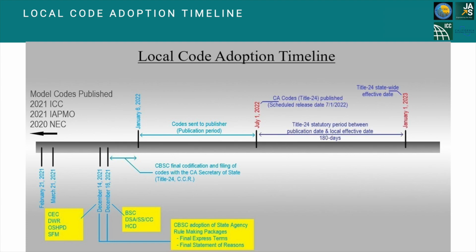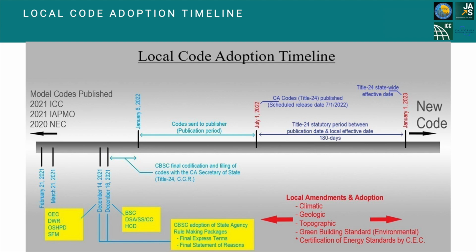At this point, the 180-day local adoption period commences, which will take us all the way to January 1st, 2023, which is the effective date for the 2022 California Building Standards Code. This is the period of time when local jurisdictions make necessary adjustments to Title 24 that they determine are necessary to adequately protect their communities. If a jurisdiction takes no local adoption action during this period, the unamended Title 24 standards will legally take effect throughout that jurisdiction starting on January 1st, 2023.